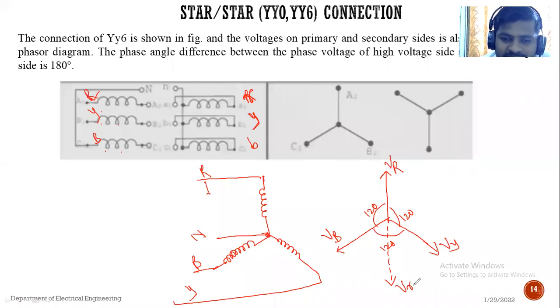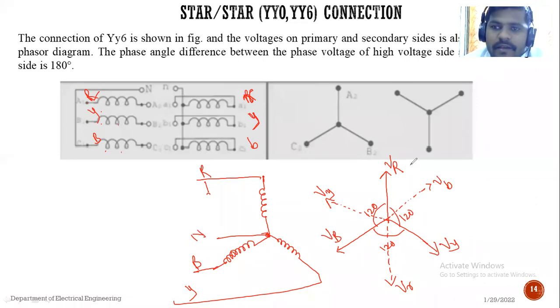This is the voltage of the R phase on the secondary side. Similarly, totally opposite to that, this one is the voltage of Y phase on the secondary side, and this one is the voltage of B phase on the secondary side. So this is the phasor diagram. The secondary winding, or LV winding of the transformer, can be connected at 180-degree phase shift from that of the primary.